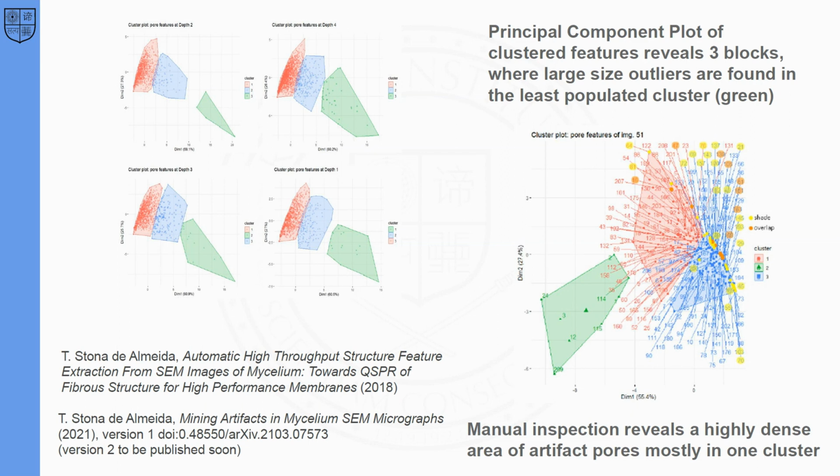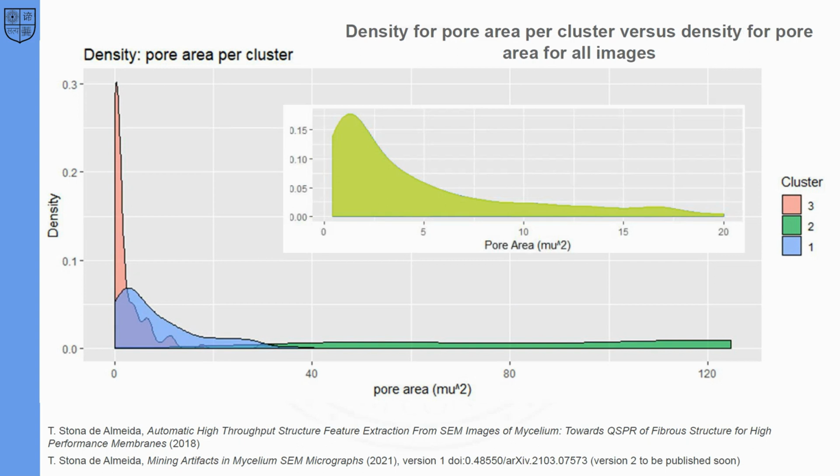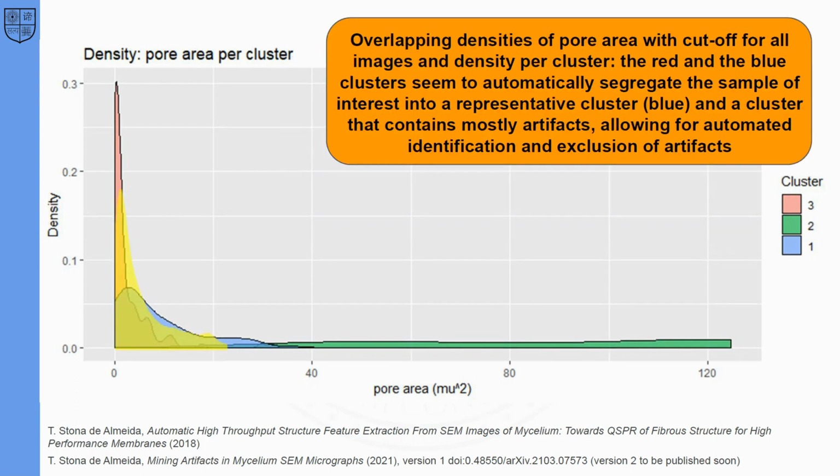The densities of pore area of each cluster also separate well. The few large pores as outliers, many small pores that included sizes below the cutoff, and an intermediate cluster of reasonable size pores. I compared the cluster densities to the density of all images at 3000 magnification with cutoff, but no artifact identification, setting the densities on the same scale.